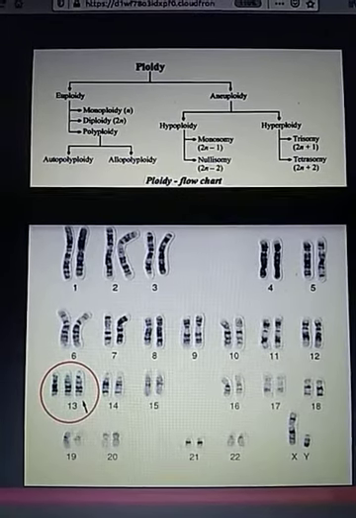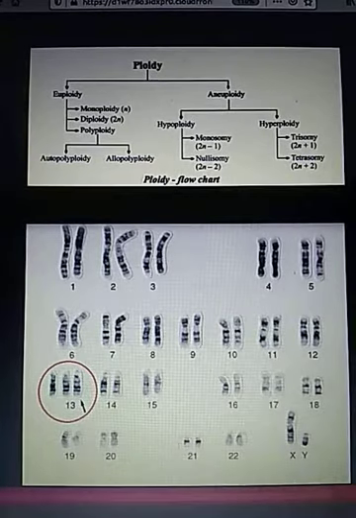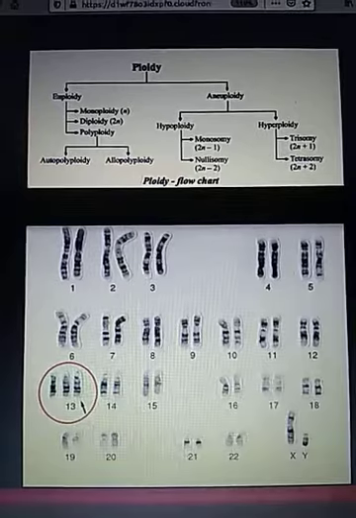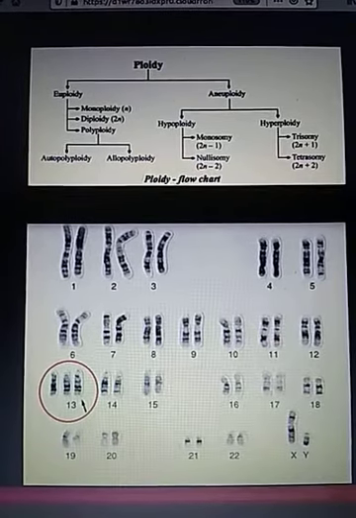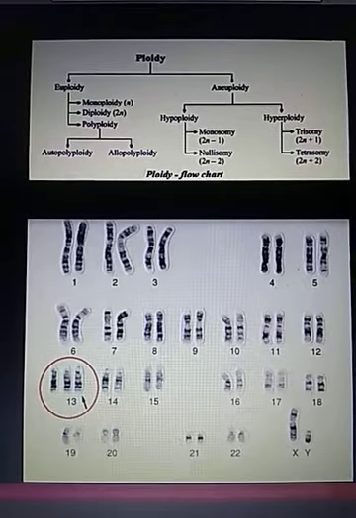The next example we can take is Cri-du-chat syndrome. What happens in Cri-du-chat syndrome? The short arm of the fifth chromosome gets deleted. So a part is missing here, and it can also be considered a form of partial monosomy.